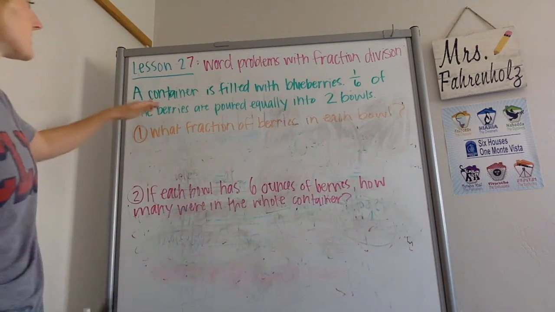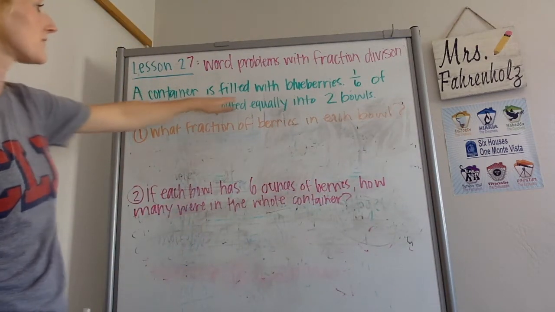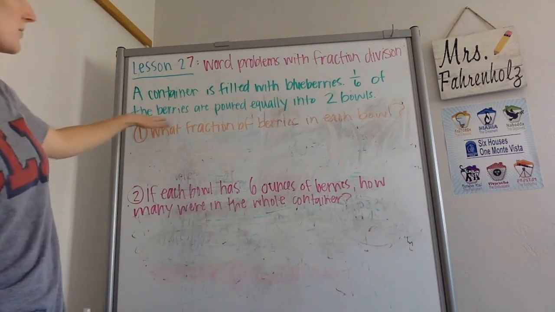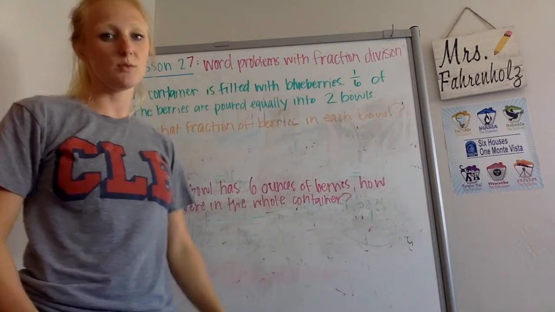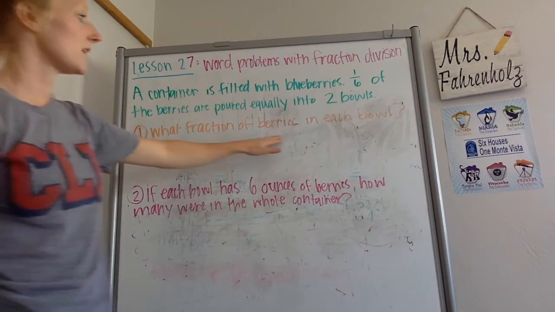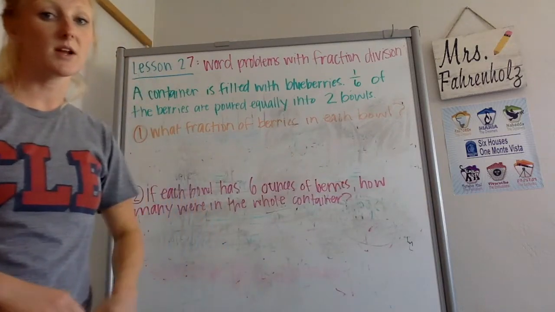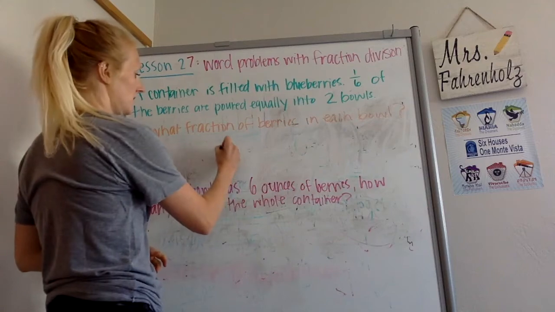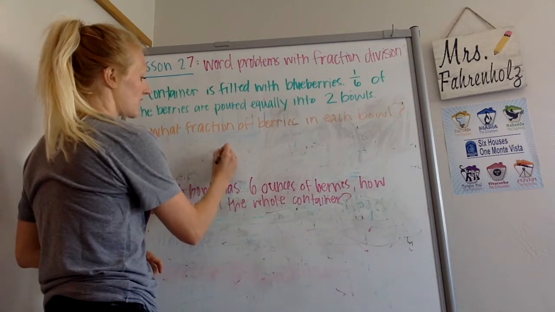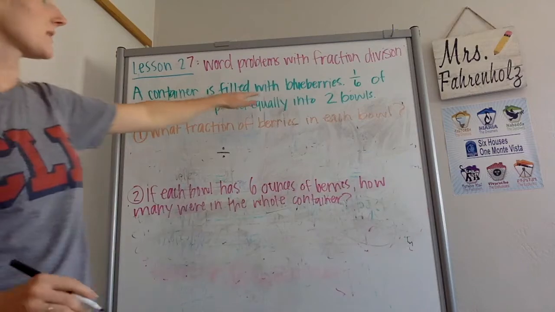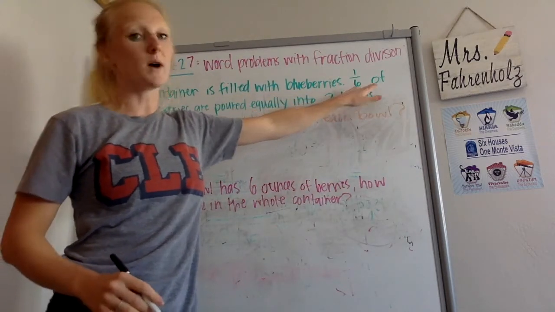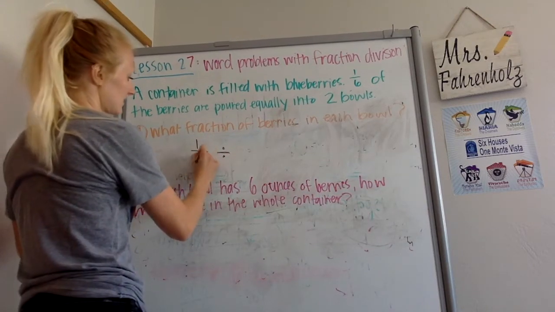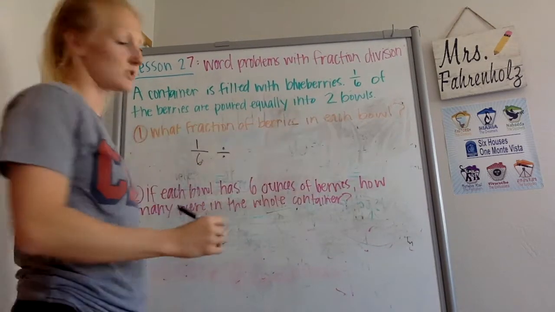Let's get into it. So we have a container filled with blueberries. 1/6 of the berries are poured equally into 2 bowls. What fraction of the berries is in each bowl? So we know if they are poured equally, that means we're going to have to use division. We have to figure out, what did we start with? We started with a container of blueberries, and 1/6 of it being poured out. So we're going to start with 1/6 divided by those 2 bowls.